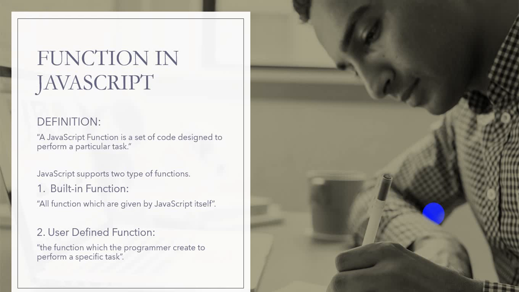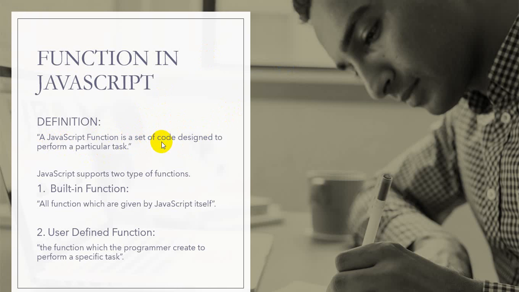So I am moving toward the JavaScript function. This is the definition. I think I have explained it a number of times. Now I think you have a clear picture of what a built-in function is, what a function actually is, and what a user-defined function is. So now let's refresh just the definition. A JavaScript function is a set of code. Okay, a set of lines, a set of programming lines, whatever you can say. It's not a fixed definition. I have just given it in my own language.